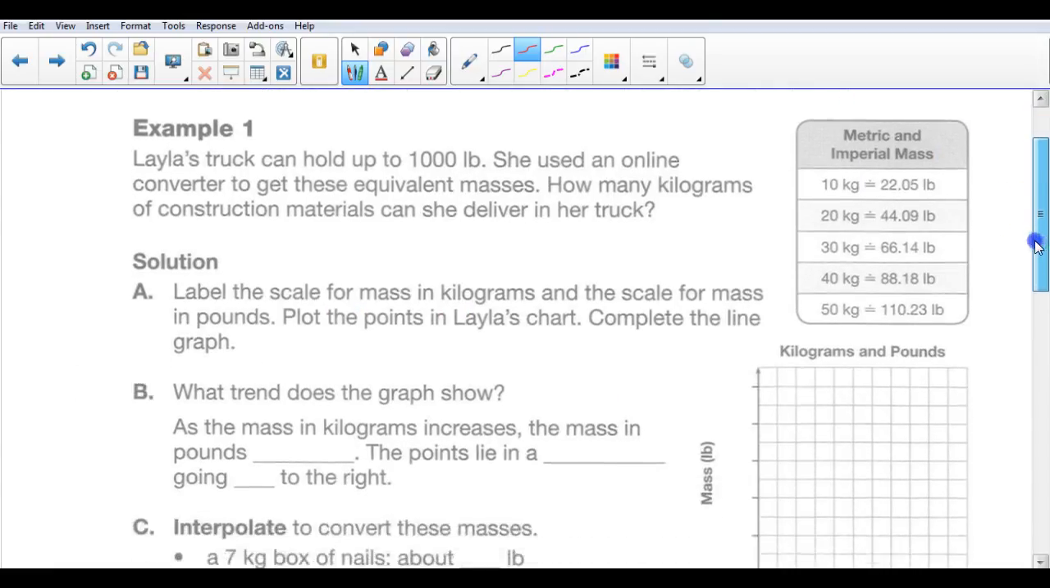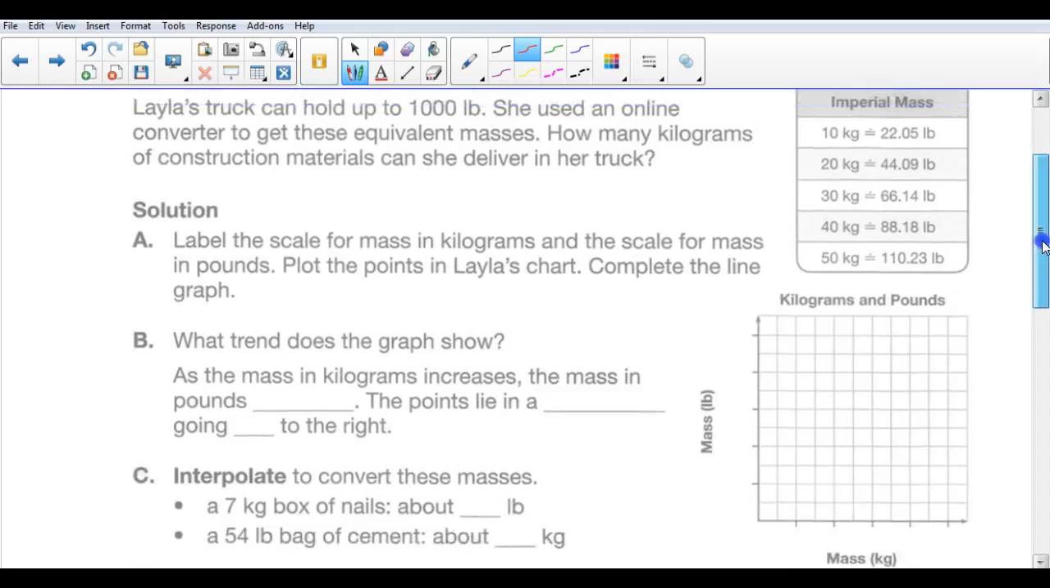Example number 1 here. Latest truck can hold up to 1,000 pounds. She used an online converter to get these equivalent masses. How many kilograms of construction material can she deliver in her truck? She's got these conversions right here. She can hold up to 1,000 pounds, but she wants to know what that is in kilograms. Label the scale for mass in kilograms and the scale for mass in pounds. Plot the points in the chart. Complete the line graph. So let's go and complete the line graph right here.